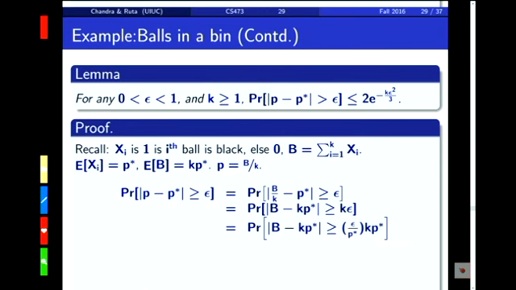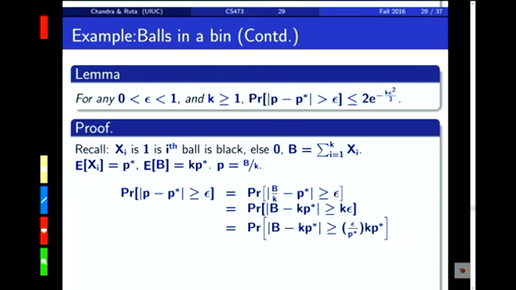But I need to get a mu here. Mu is just the expectation of b, which is kp star. So I multiply by p star and divide. Okay? Because to apply the inequality, I need delta times mu here. So mu is this, kp star. Okay? So the delta is epsilon over p star.